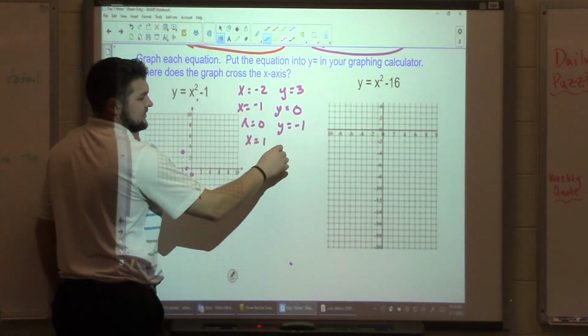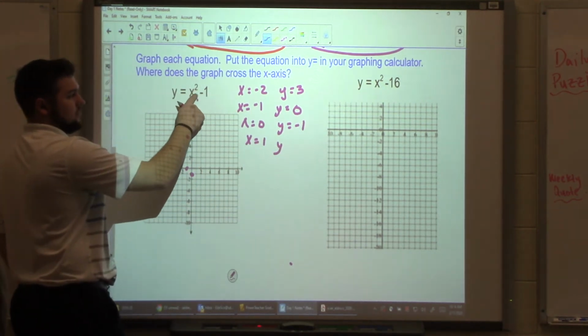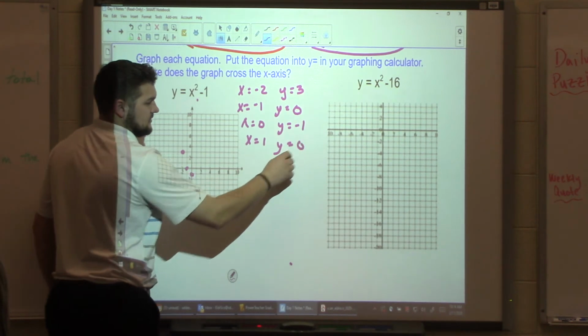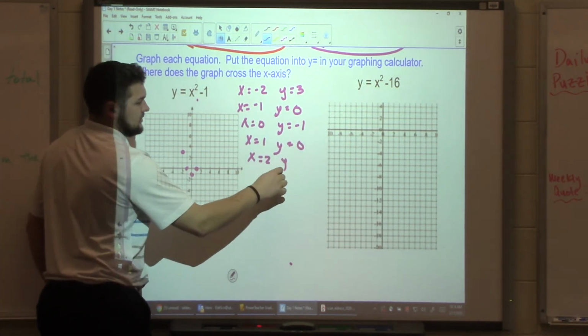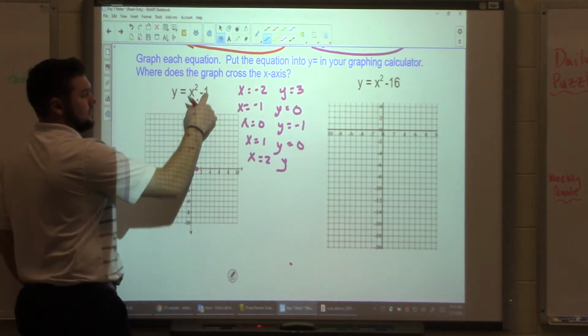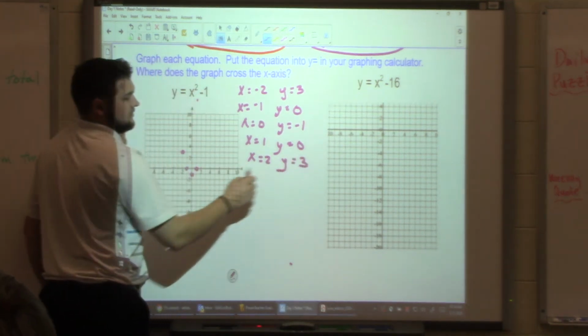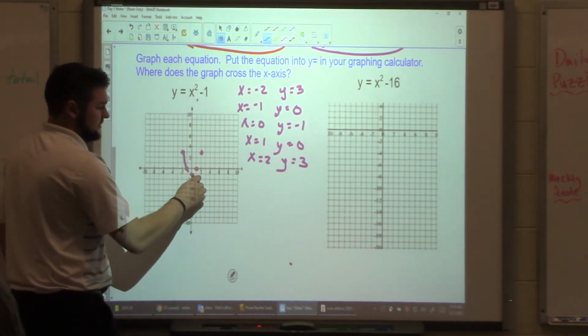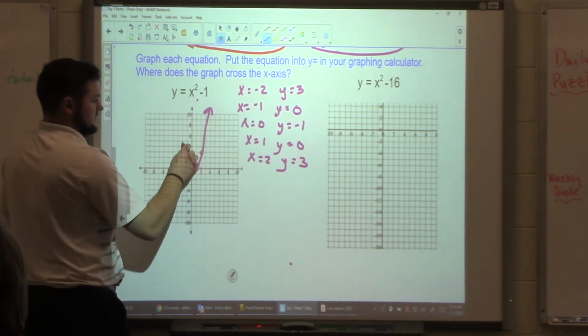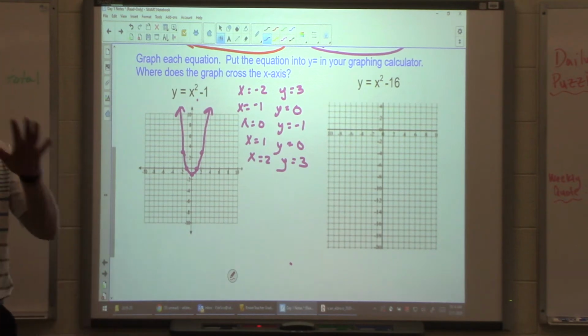X equals positive 1. 1 squared is 1, minus 1 is 0. So 1, 0. X equals 2. 2 squared is 4, minus 1 is 3. 2, 3. And that's how I'm going to draw this in then. So that's our shape. We will talk, like I said, more about graphing later in the unit.